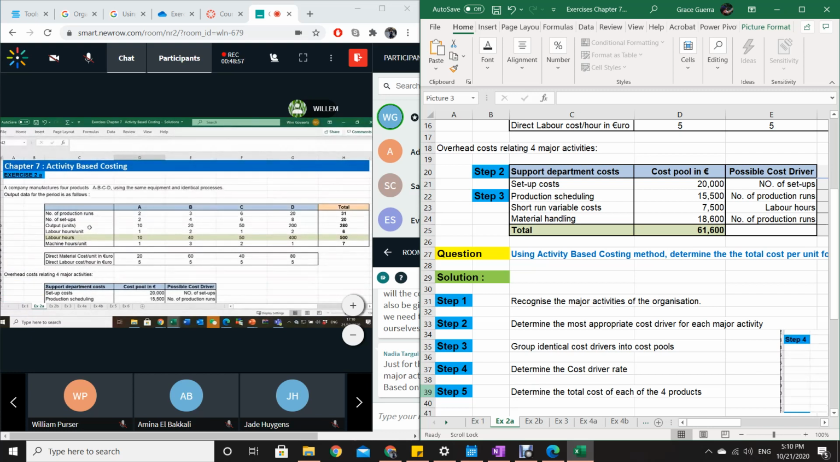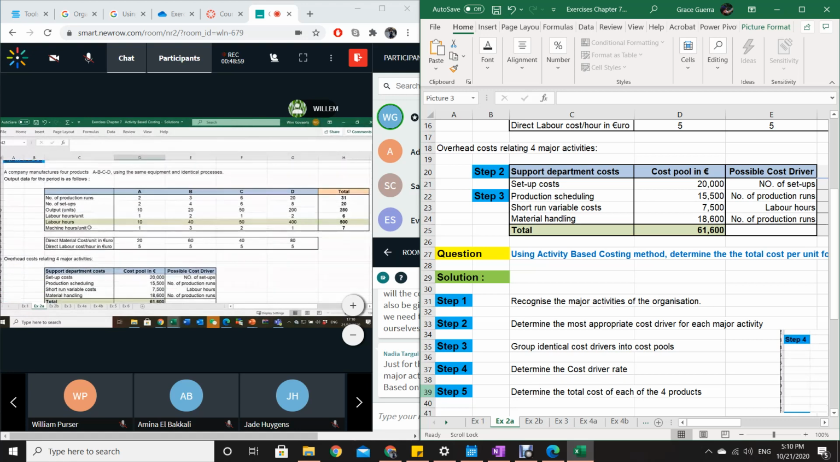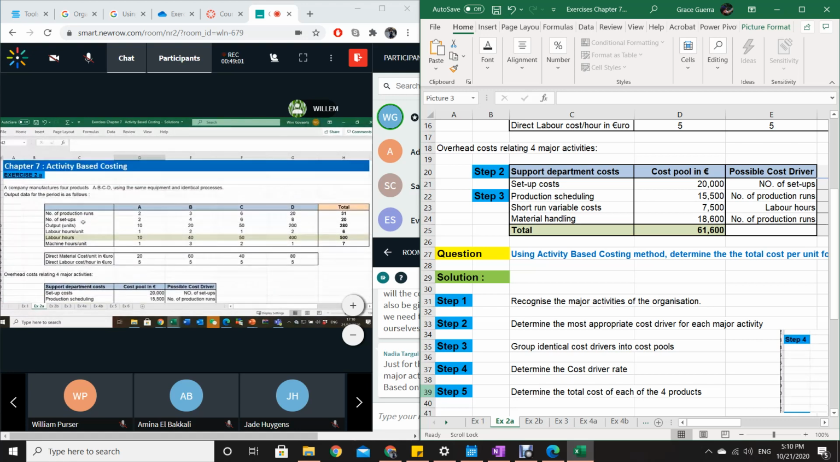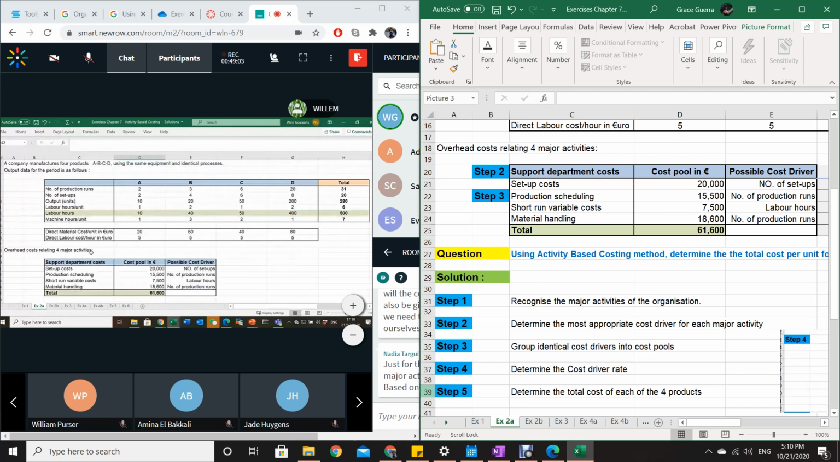When you say, okay, I'm going to do the setup costs, then you have the number of setups. When you do the production scheduling, you have the number of production runs. Even if I do not give the possible cost driver, it's quite obvious for you to select the most correct one. And even when you select another one, for me this is not an error. But then you have to make your calculation in a logical way afterwards also.